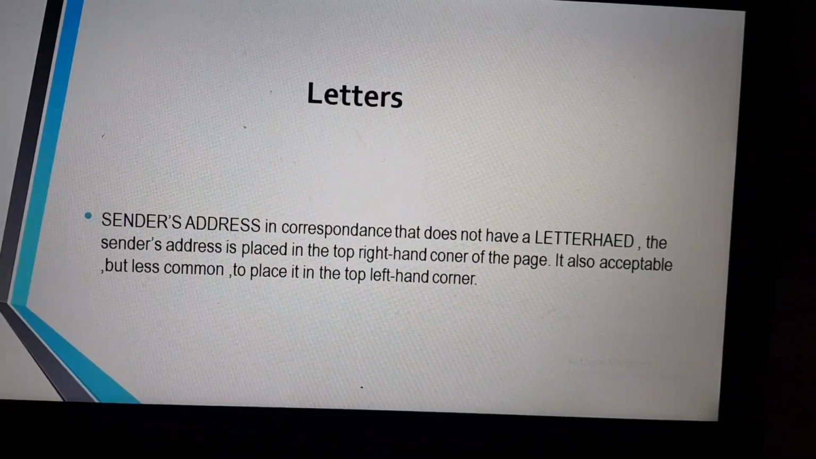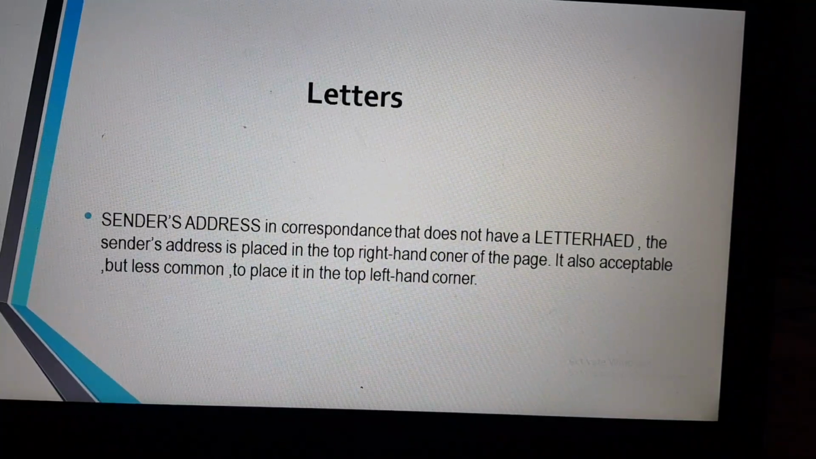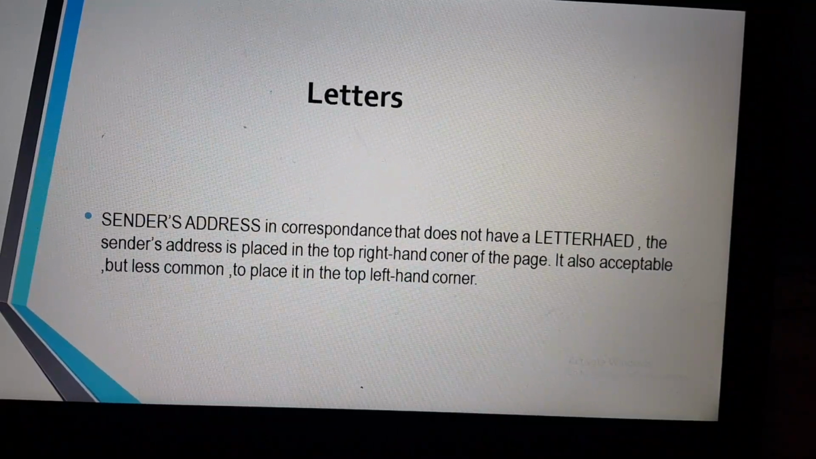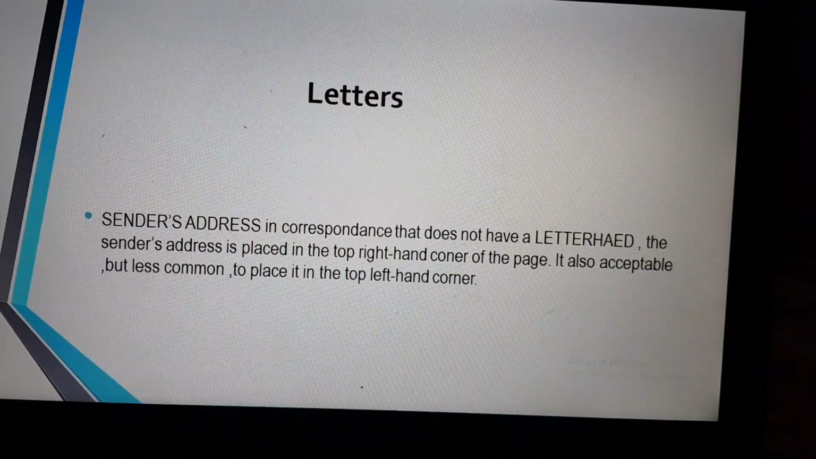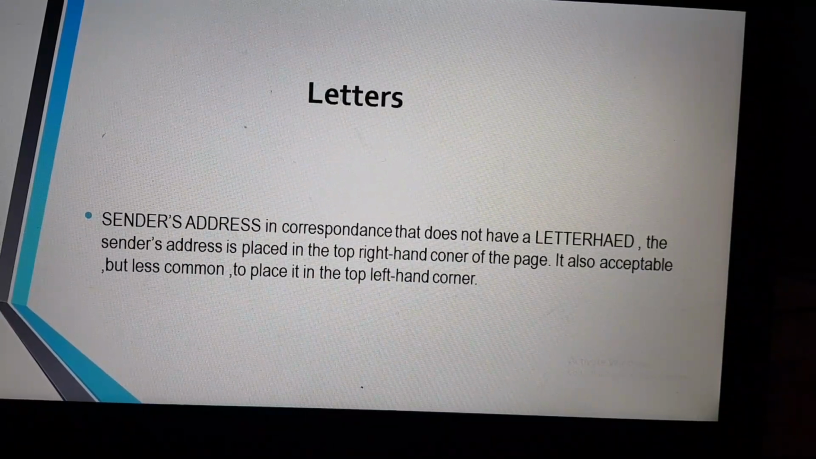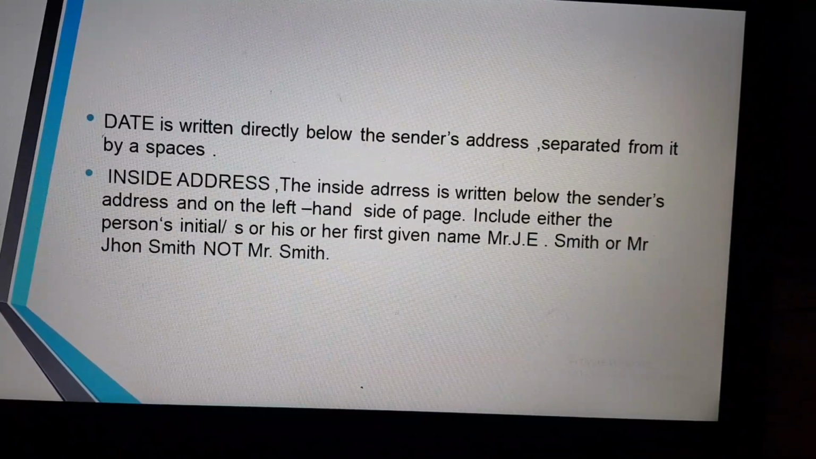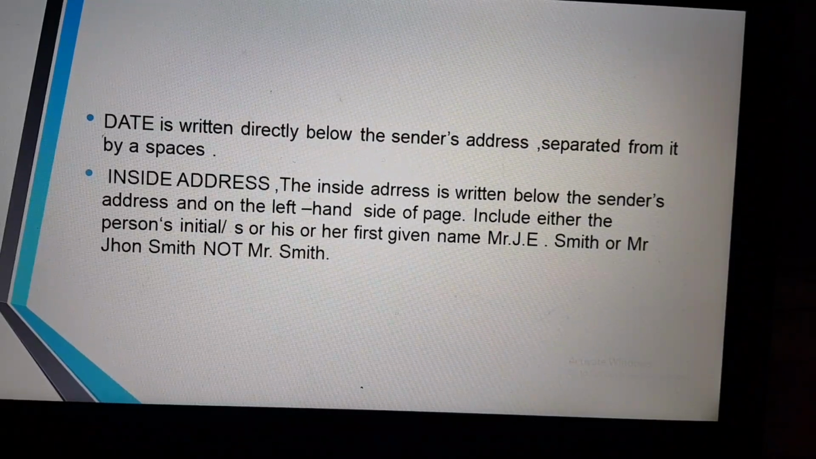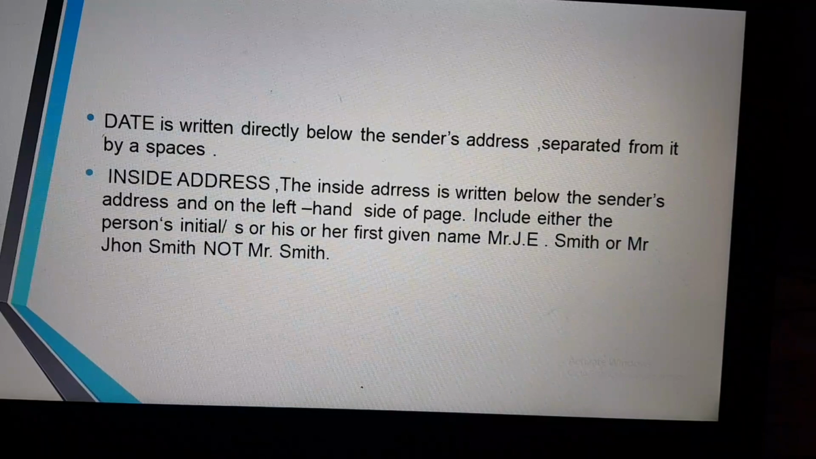Letter. Sender address in correspondence that does not have a letterhead. The sender address is placed in the top right hand corner of the page. It is also acceptable but less common to place it in the top left hand corner. The date is written directly below the sender address, separated from it by a space.